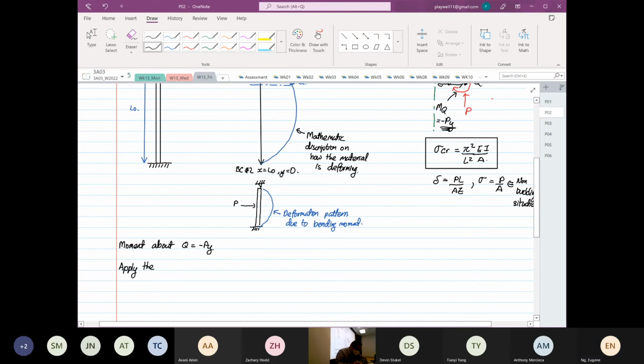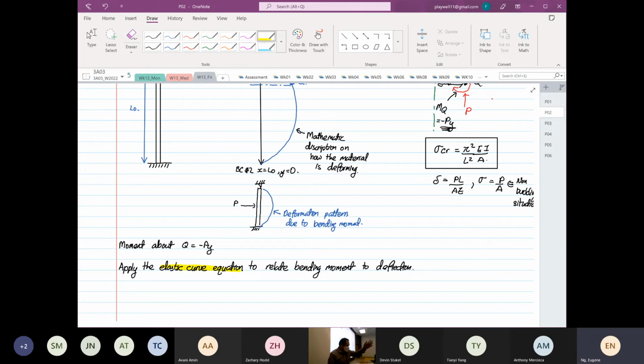The next one, we are going to apply the elastic curve equation to relate bending moment to deflection. I hope probably you guys were taught this in math. Were you all taught this in math, elastic curve theory? No? Okay. If no, we are just going to apply the theory.